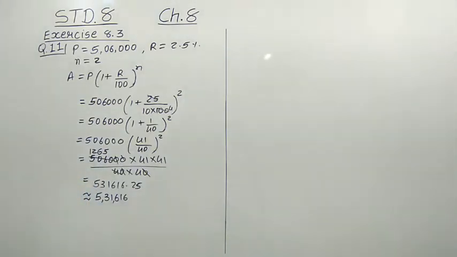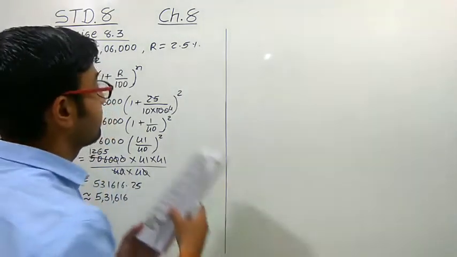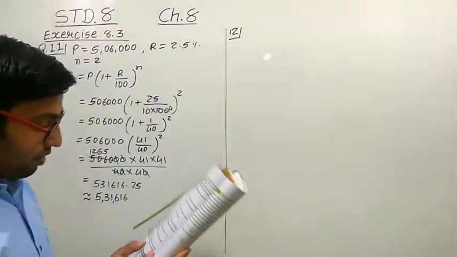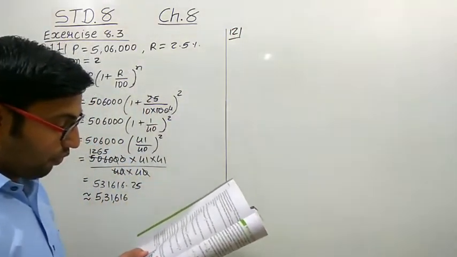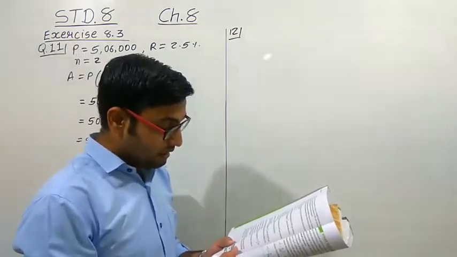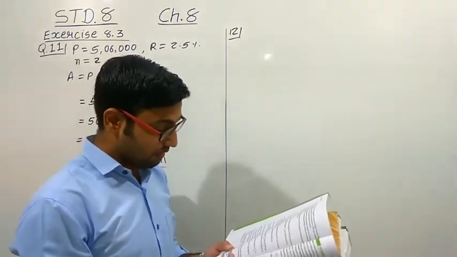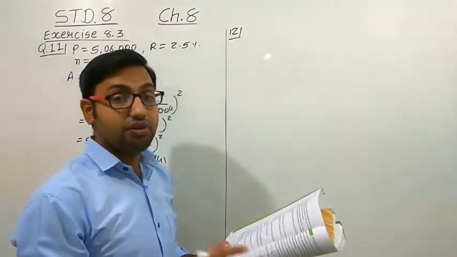Now let us study question number 12. So question number 12 is, a scooter was bought at rupees 42,000. Its value depreciated at the rate of 8% per annum. Find its value after 1 year.